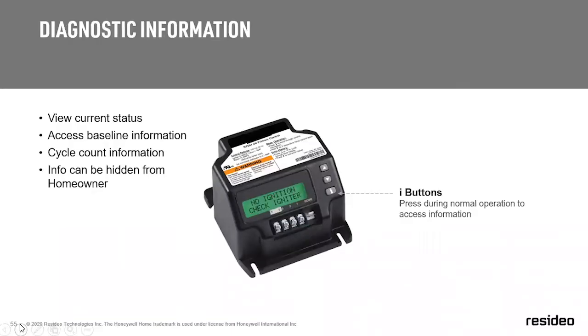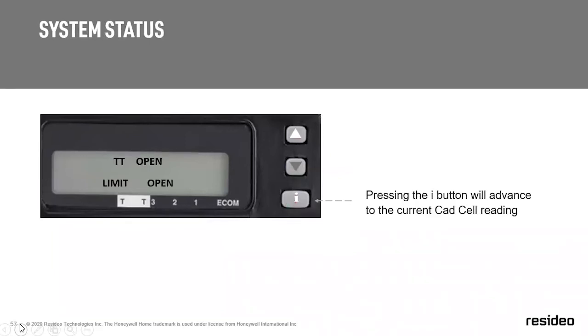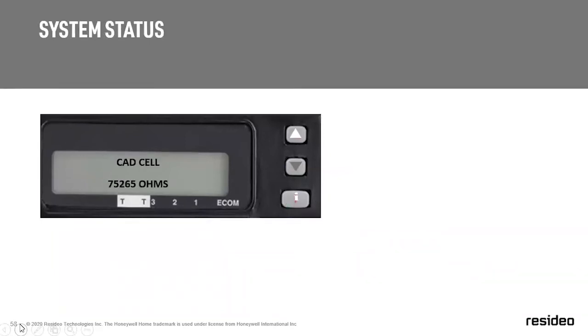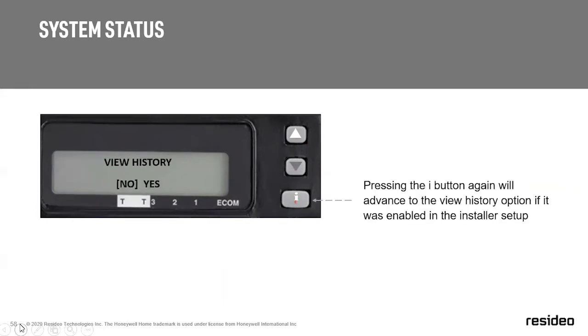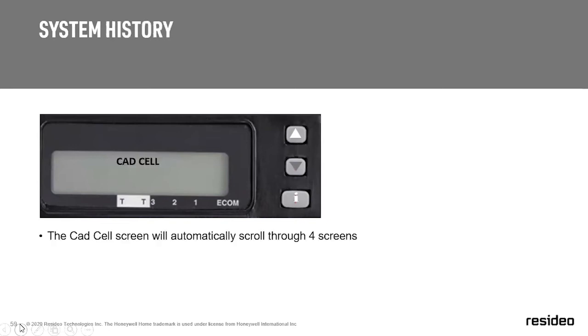So diagnostics is in the I button again. Press the I button: TT open, limit open. CAD cell looks like my ohms readings there. Obviously, if it gets around 1500, it's starting to trend in the wrong direction. View history. And I can go through the history of it and just keep on hitting the buttons as I go through. CAD cell screen will automatically scroll through 4 screens.